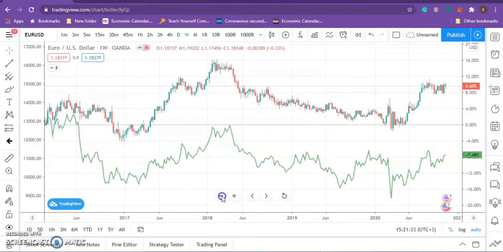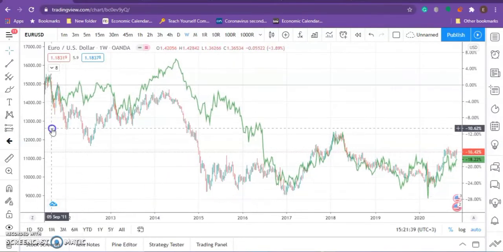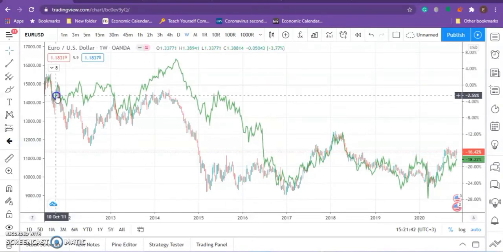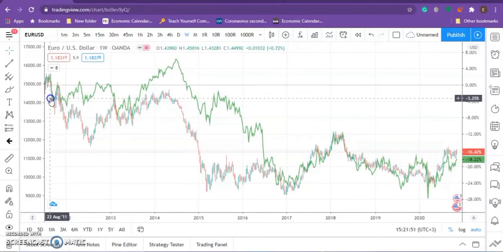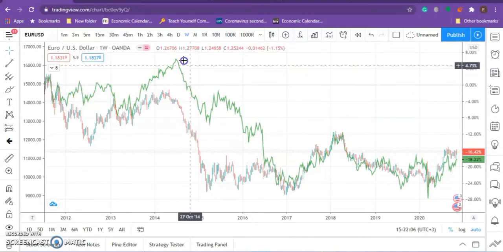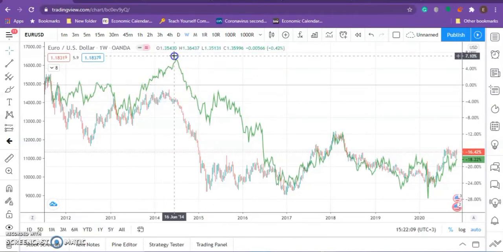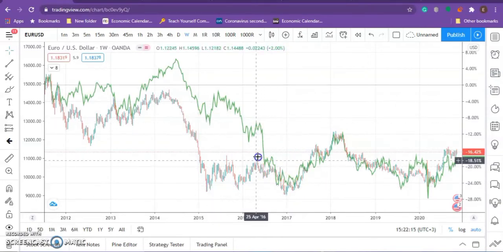Let us see way back how it was, from September 2011. Look, there is a good relationship between the pound US dollar and the Euro US dollar: when the Euro USD climbs, the pound US dollar also climbs. When it falls, you can see the Euro USD falls. When it climbs, the Euro USD also climbs. When it's at its peak here, there is also a peak at the Euro USD.